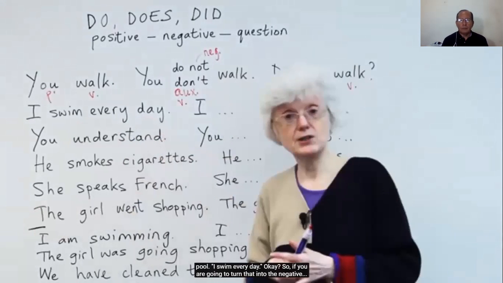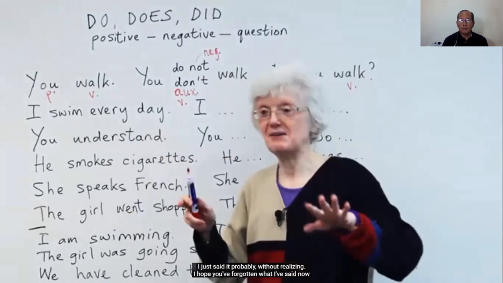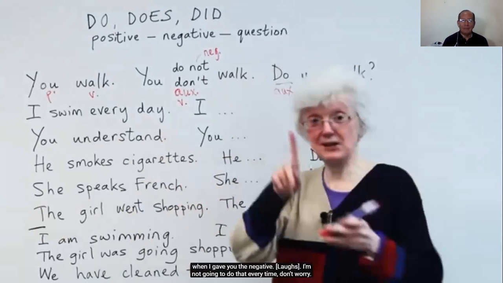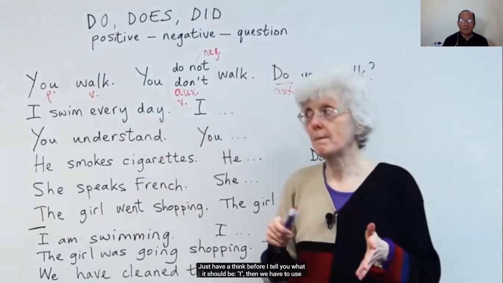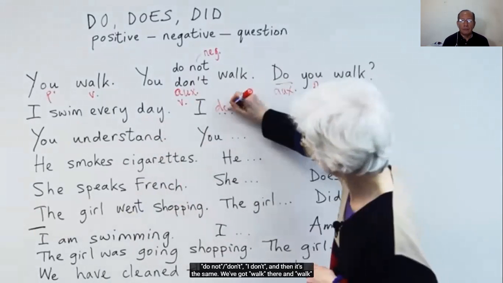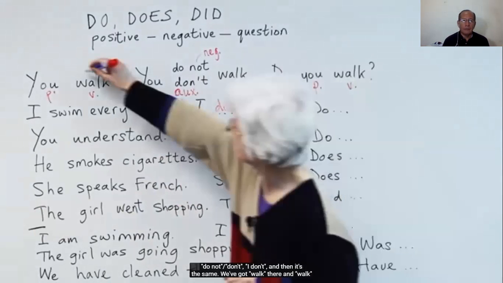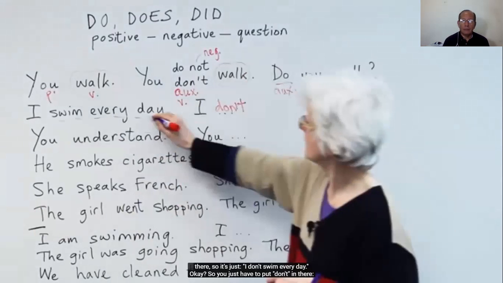Okay, so the English language negative: I do not, I don't. And it's the same. We've got walk there, and walk there, we don't.